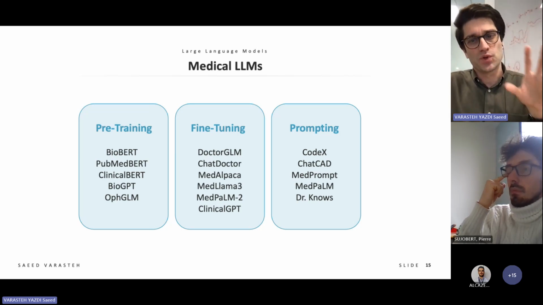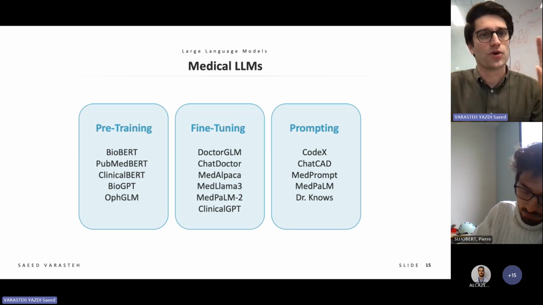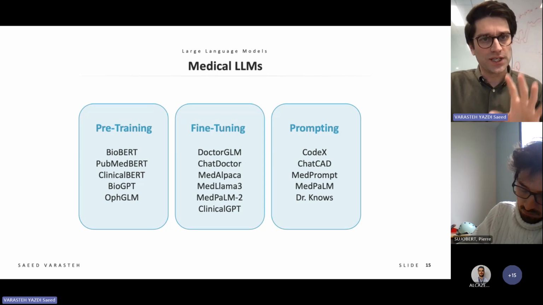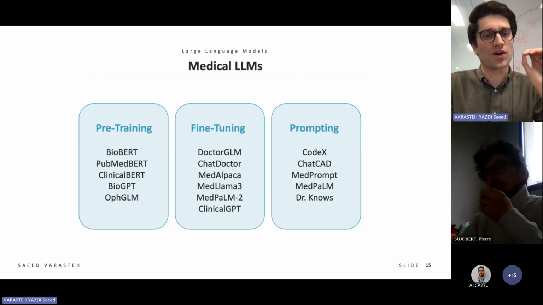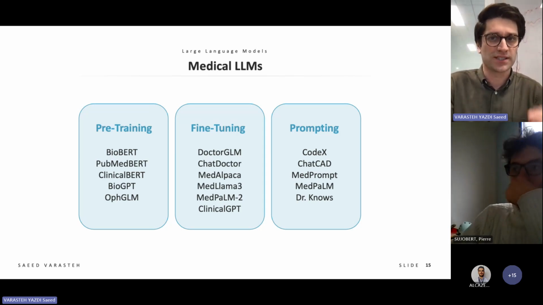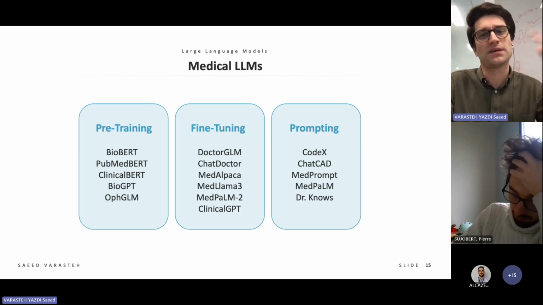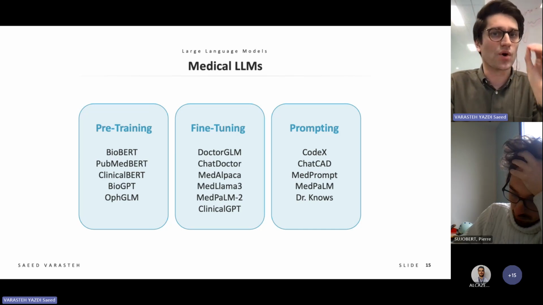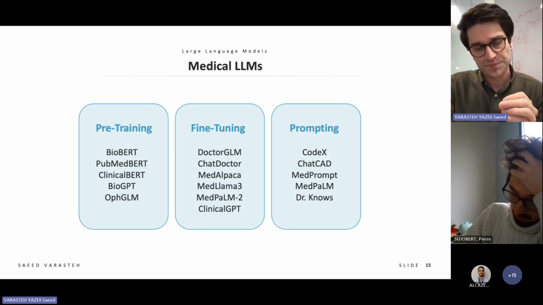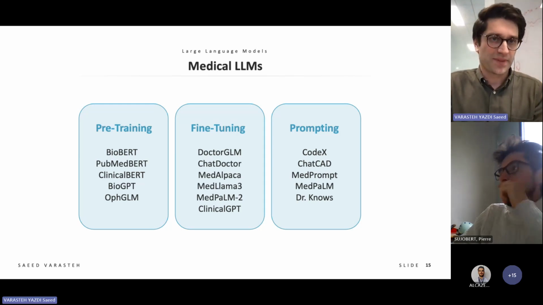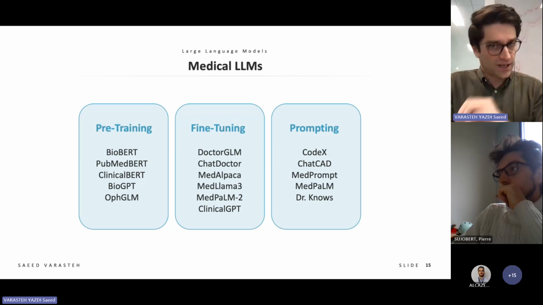The first solution to use large language models for your specific task, for example a medical task, is called pre-training. What we can do here is take an LLM and train it on our specific data sources, on the datasets that we choose. For example, on the MIMIC dataset, the MedQA dataset, the USMLE dataset, or on publications on PubMed. So you train your own LLM on the dataset that you like. It's good, it's going to work, but it's quite costly in terms of money and time.